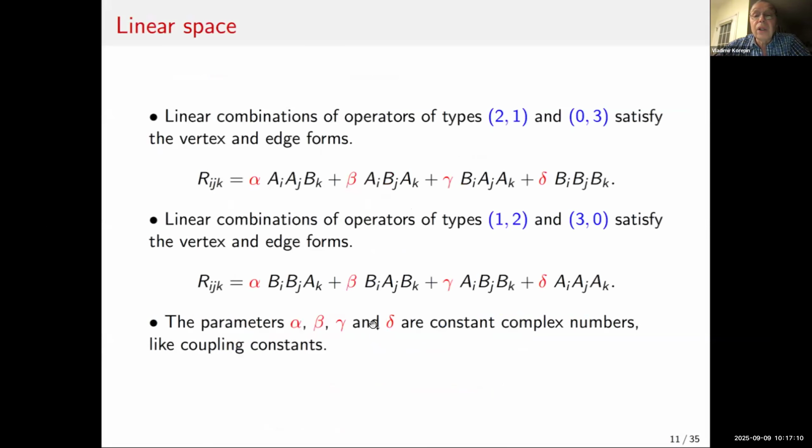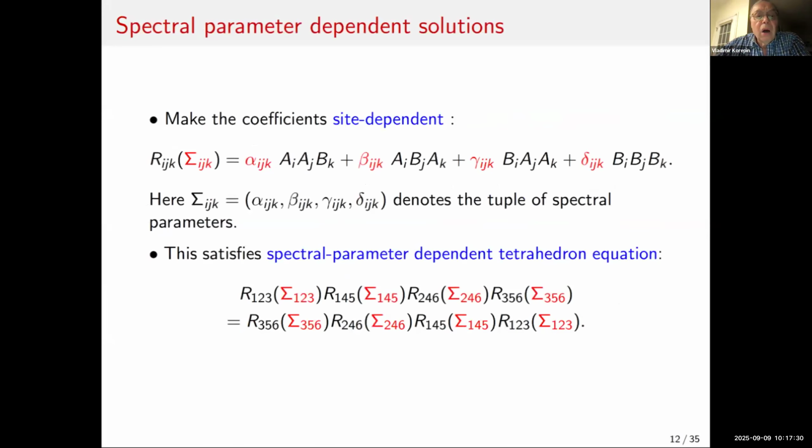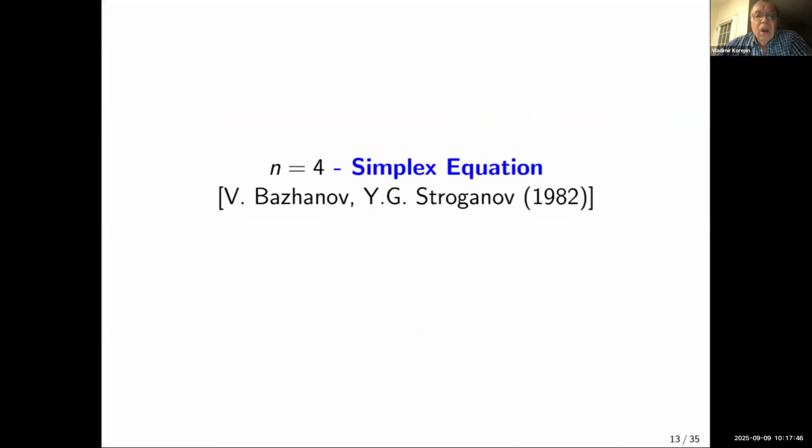Let's proceed. Let's try to take the linear combination. So alpha, the red one, alpha, beta, gamma, and delta are some complex numbers. I put this in the tetrahedron equation, make those transpositions. There's an even number of transpositions again. So the minus 1 gets squared. So this is a solution of the tetrahedron equation. These coefficients, I can make lattice dependent, and actually I can announce that this is a spectral parameter, a multi-dimensional spectral parameter, kind of a simple dependence, but it's just a point of view.